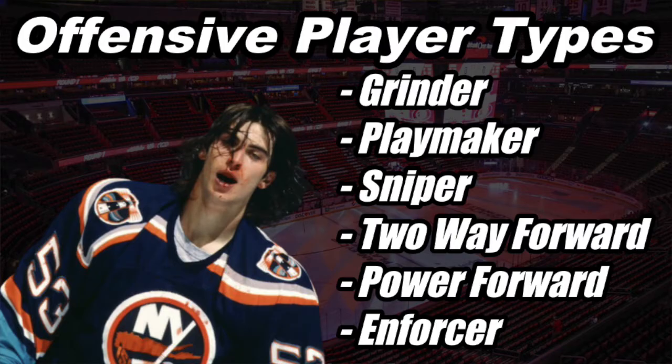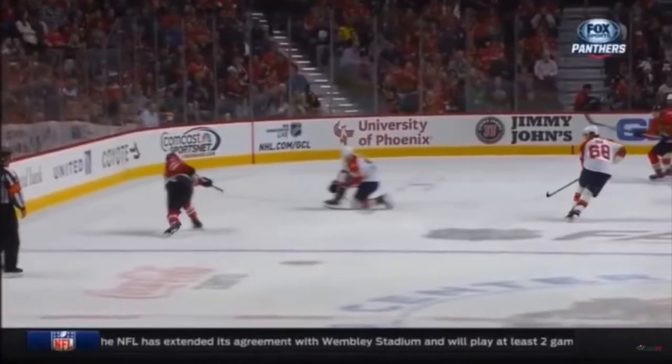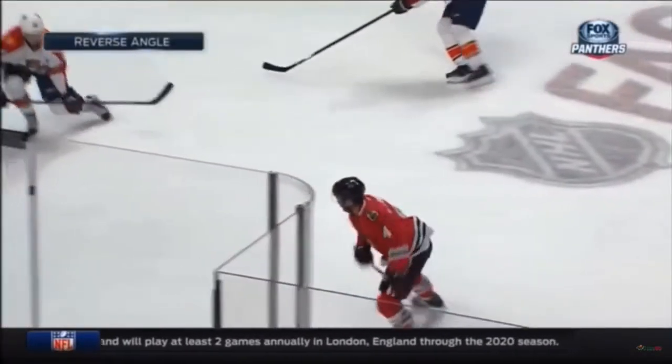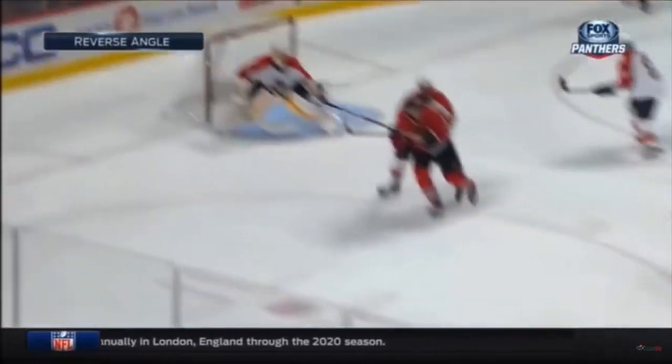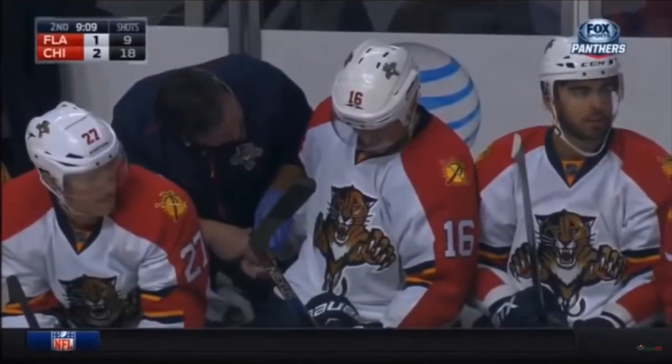And then lastly, you have the enforcer, who's the fighter. Moving on here to the defenseman. There's usually 2 types of defenders, the left defenseman and the right defenseman, and they prevent the other team from scoring through any means necessary. The defensemen are typically in their own zone for most of the time, defending the goaltender from any goals or any chances whatsoever. If there's a shot that comes on net, they will most likely attempt to block it.